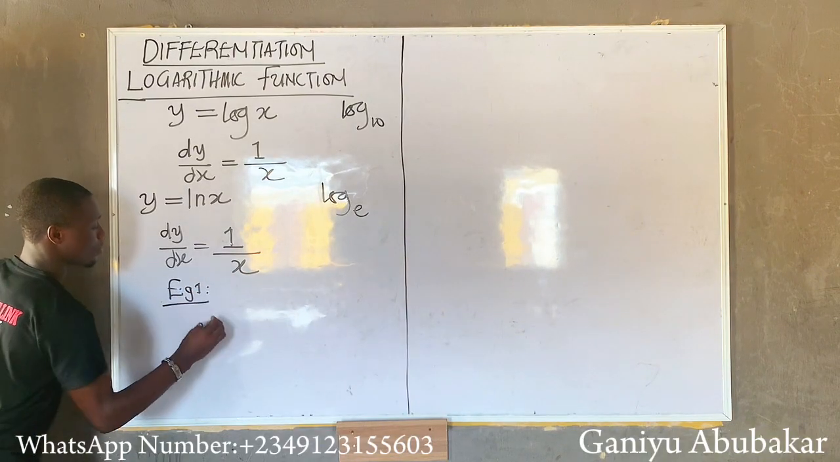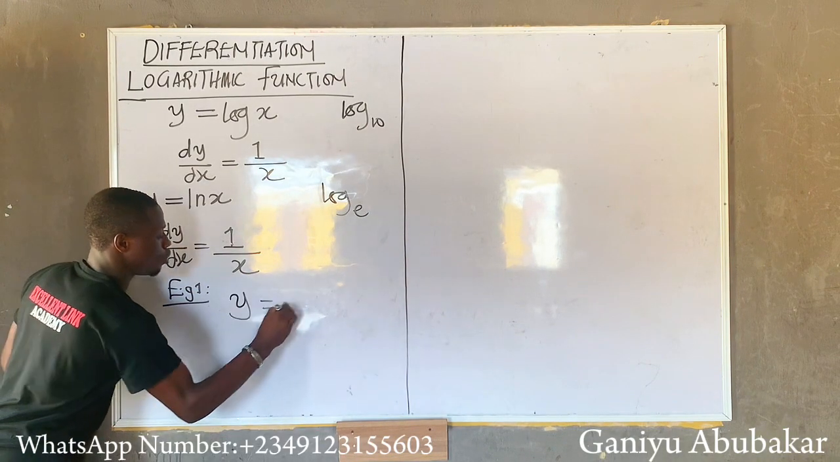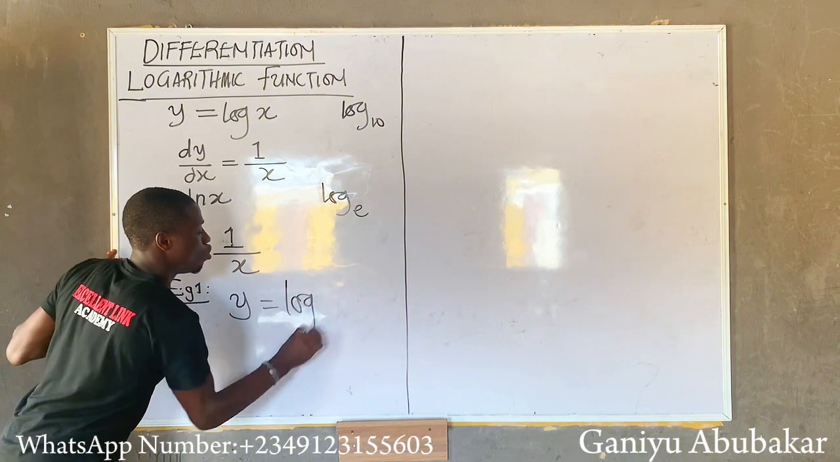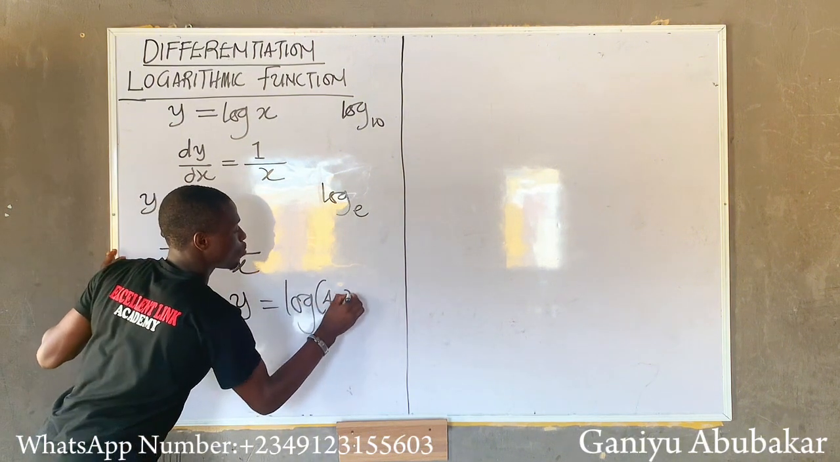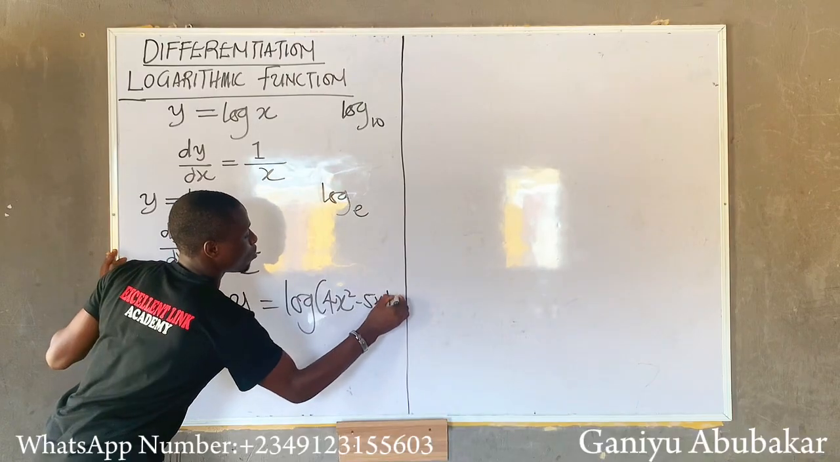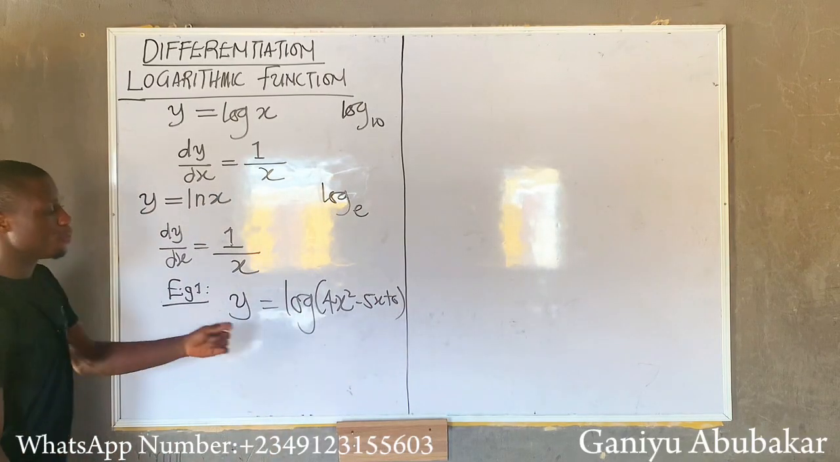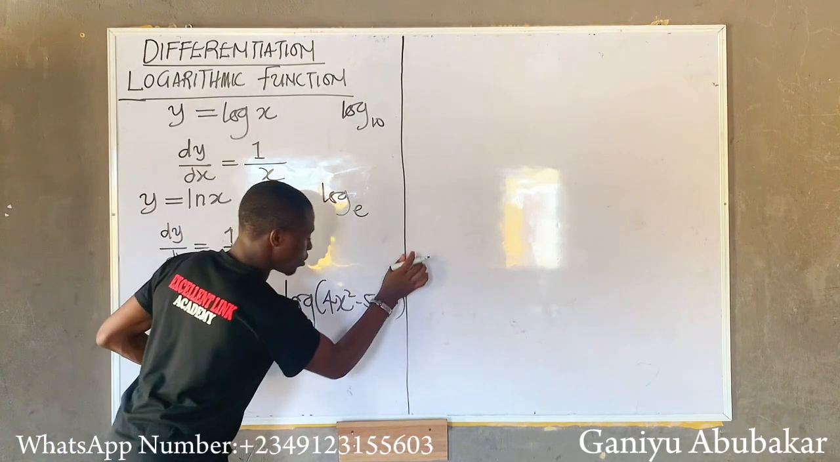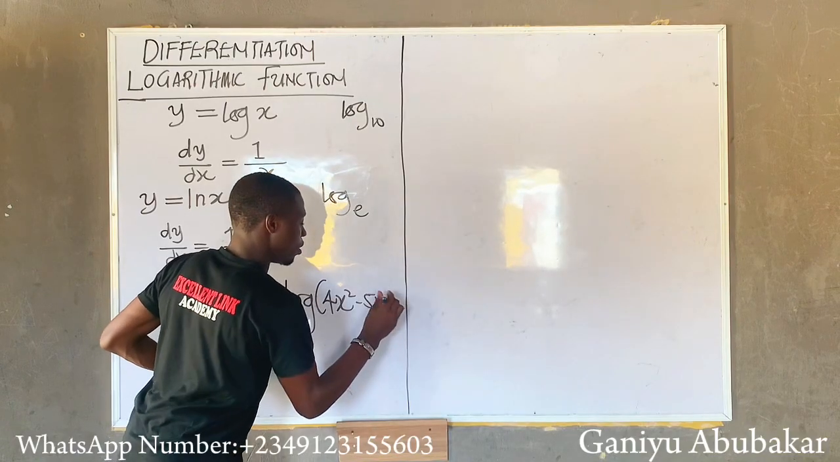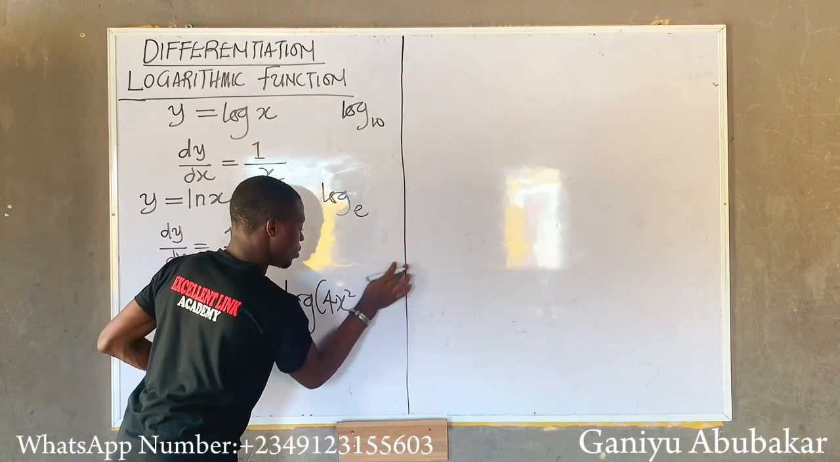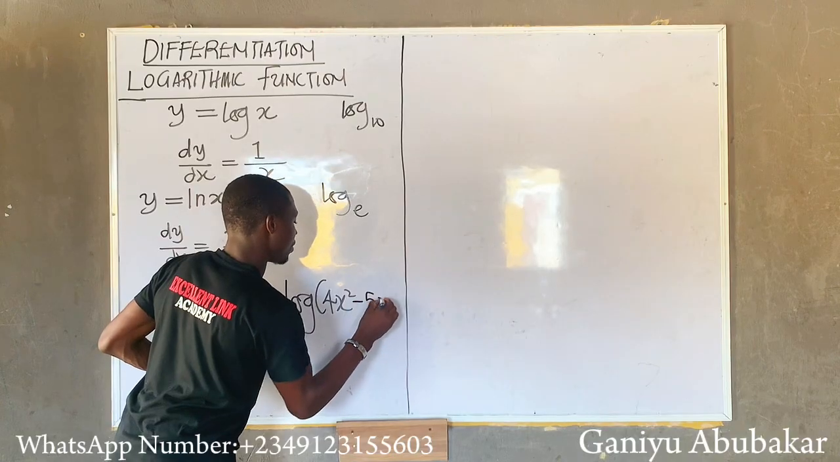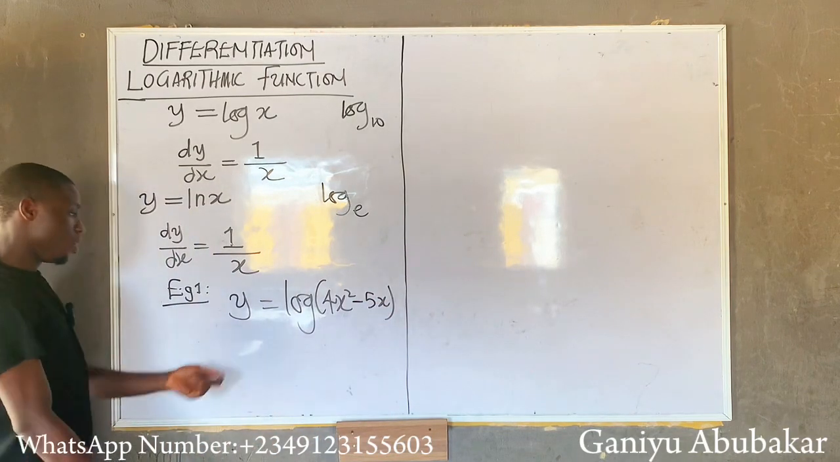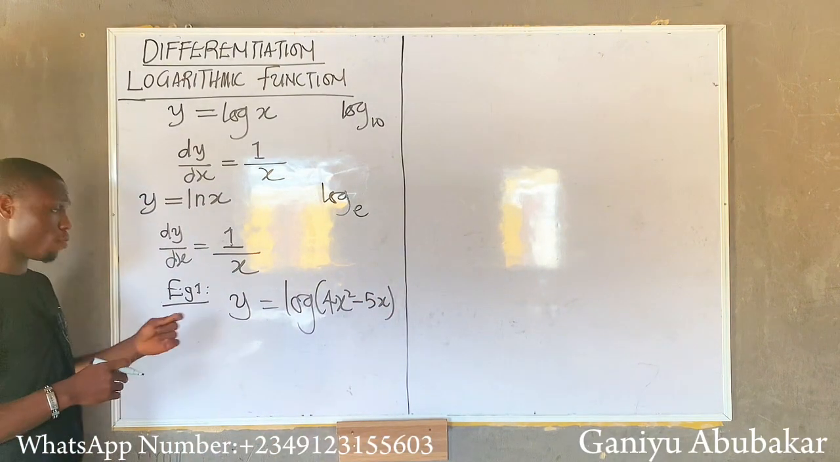Let's say I have that y is equal to log of 4x squared minus 5x plus 6. Let's solve this problem. By the way, let me just take it easy. Let me start with the easiest one: 4x squared minus 5x. Let's start with this place. Let's say I'm told to differentiate this log function. What do you do there?